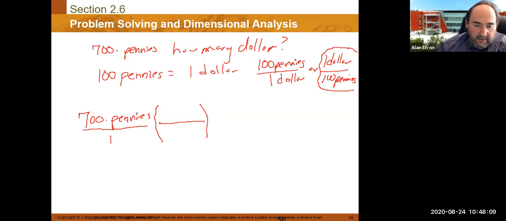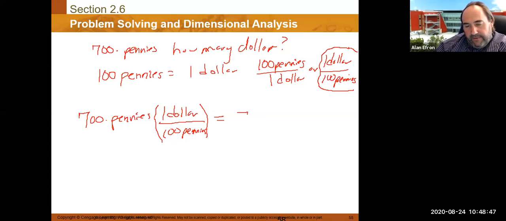That means that $1 would go up on top and 100 pennies would go on the bottom. So always opposite, and this is the way that you do need to show calculations and dimensional analysis. It is a skill that they want you to learn here in chemistry along the way. And what we're going to do mathematically here is multiply everything on the top and divide by everything on the bottom. So we take 700 times 1 and divide it by 100. And that would give me 7, and the units would be dollars.